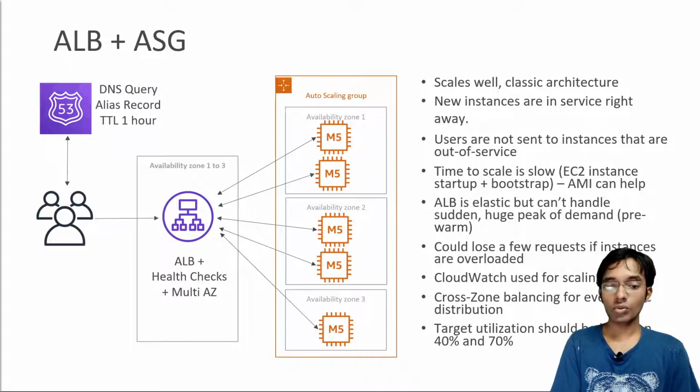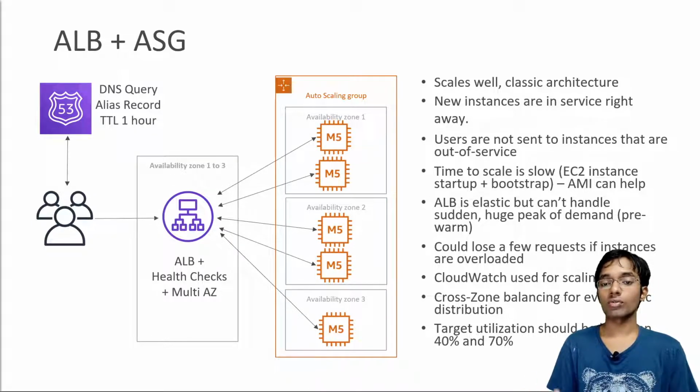The time to scale here is quite slow, because in case you add EC2 instances, you need to wait for the EC2 instance to start up, and there is the EC2 user data bootstrap script. If you use an AMI that has all these things configured already, it can help speed up the time to scale, but it's quite slow, I would say. We are talking about a few minutes, but that's okay. That's very proper for many types of architecture.